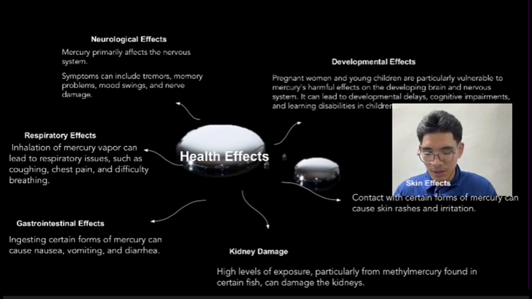Next is gastrointestinal effects. Ingesting certain forms of mercury can cause nausea, vomiting, and diarrhea. Next is kidney damage. High levels of exposure, particularly from methylmercury found in certain fish, can damage the kidneys. Next is skin effects. Contact with certain forms of mercury can cause skin rashes and irritation.